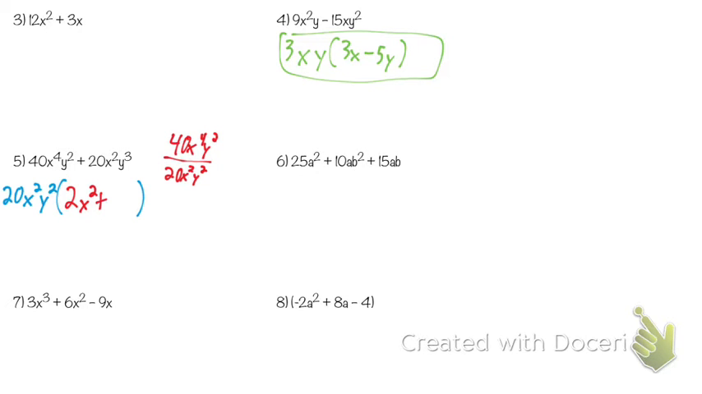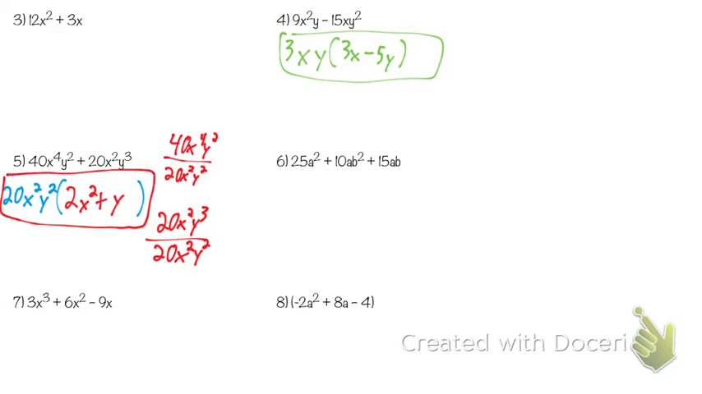Plus, now we do the other one: 20x squared y cubed divided by 20x squared y squared. We are just left with a 1 y, and we just have a y, right? The x's, we don't have any. So you can write 1y, or what could you write instead? Just y. I really like these.